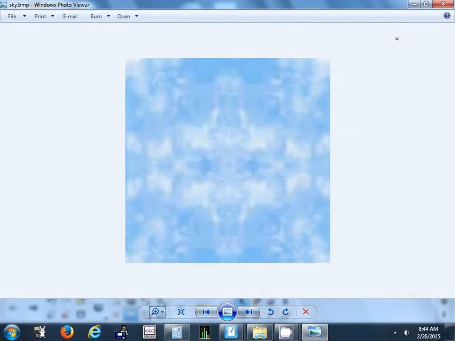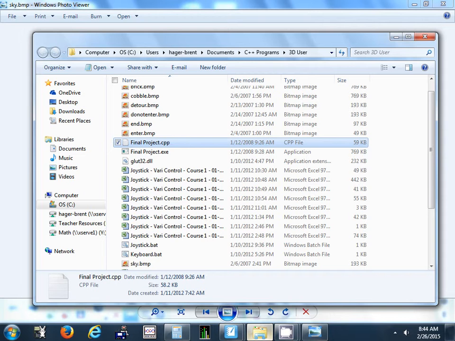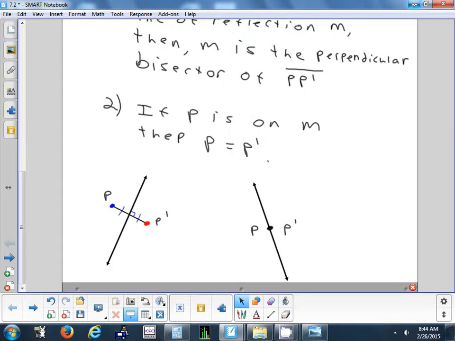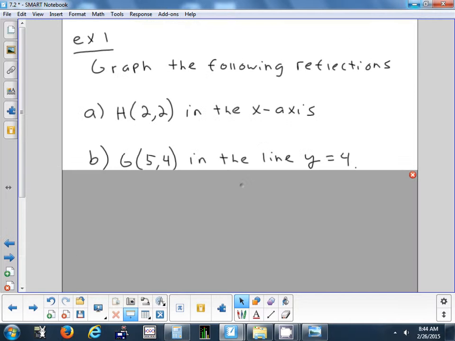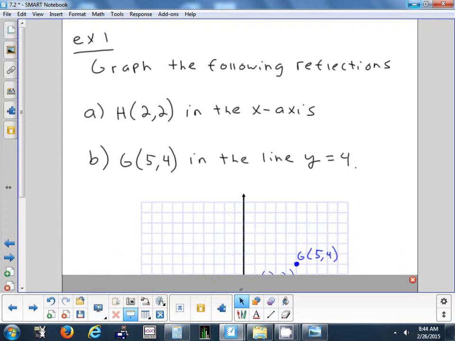So that's why. All right, so now let's look at some more with reflections. All right, so let's try graphing these two reflections.